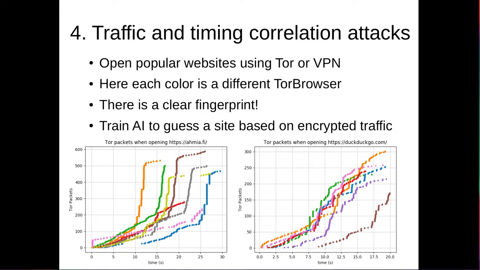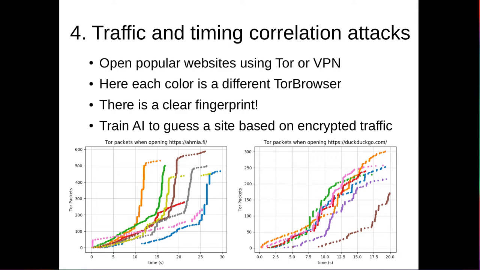And you don't have to decrypt the traffic. You can just look and say, okay, this looks like ahmia.fi. And at the moment, I'm training a neural network to learn this fingerprint and see, am I able to guess some sites, like onion sites and popular websites, from encrypted traffic? I also noticed that this works for VPN connections too. So if a local attacker is just looking at encrypted VPN connections, he's able to look at the data pattern and tell something about the browsing activity.